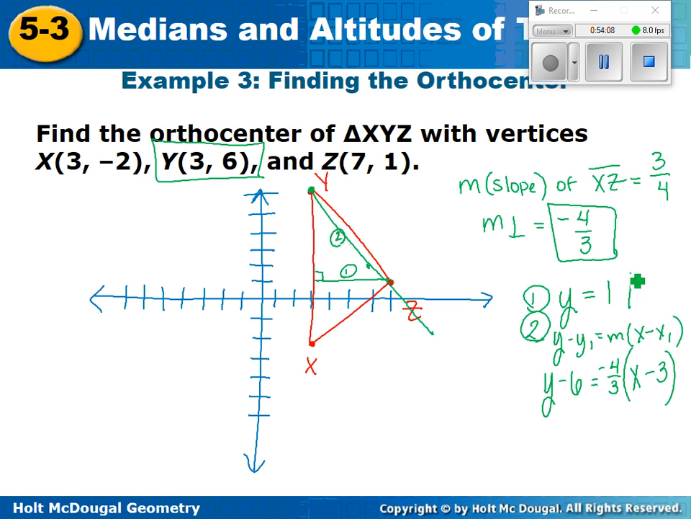So now we have these two equations, and we want to solve them so that we can figure out what is x and what is y. So do you want to do substitution or elimination? I would do substitution as well. What are we going to substitute, Edwin? 1. We can substitute the 1 in for y, right?